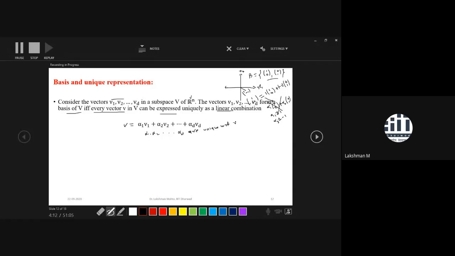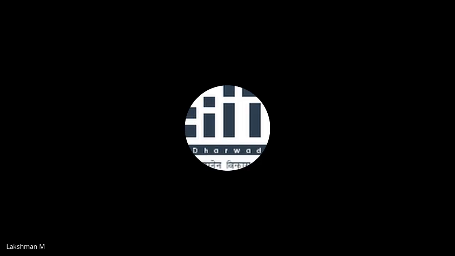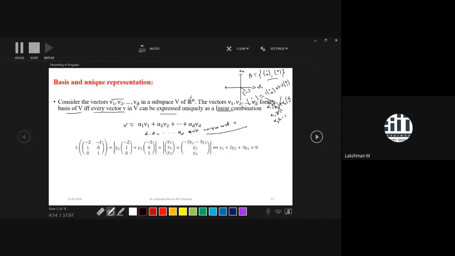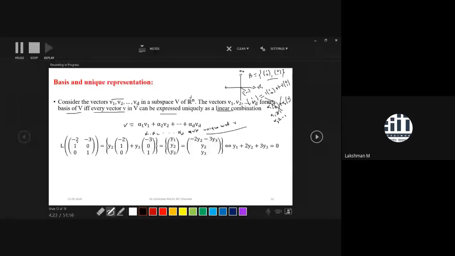Unique with respect to V. So one representation you can look into here of these two, call it V1 and V2. So the linear span of these two vectors is a subspace. So we are writing it as a linear combination of this V1 and V2.